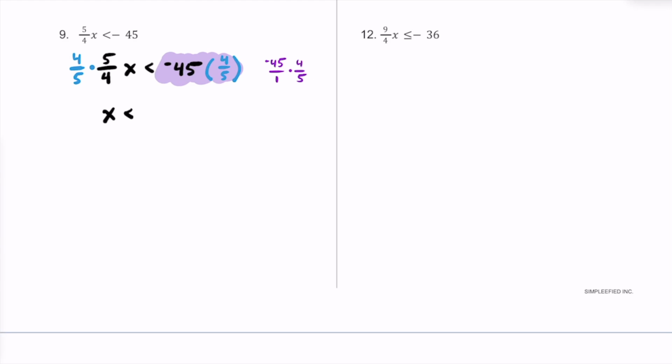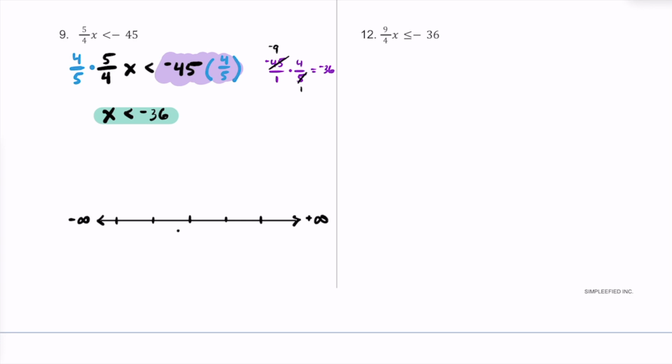Now when you're multiplying fractions, we should try to cross cancel. So 5 and 45 both can be divided by 5, that's their GCF. 5 divided by 5 is 1, and -45 divided by 5 is going to be -9. So we just have -9 times 4, which is going to be -36 over 1, which is -36. So x would be less than -36 to make this inequality true. So that would be our solution.